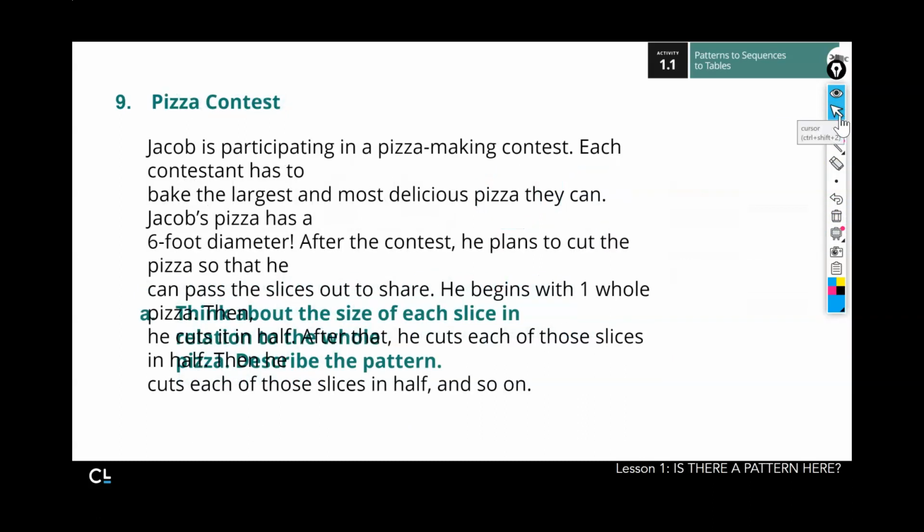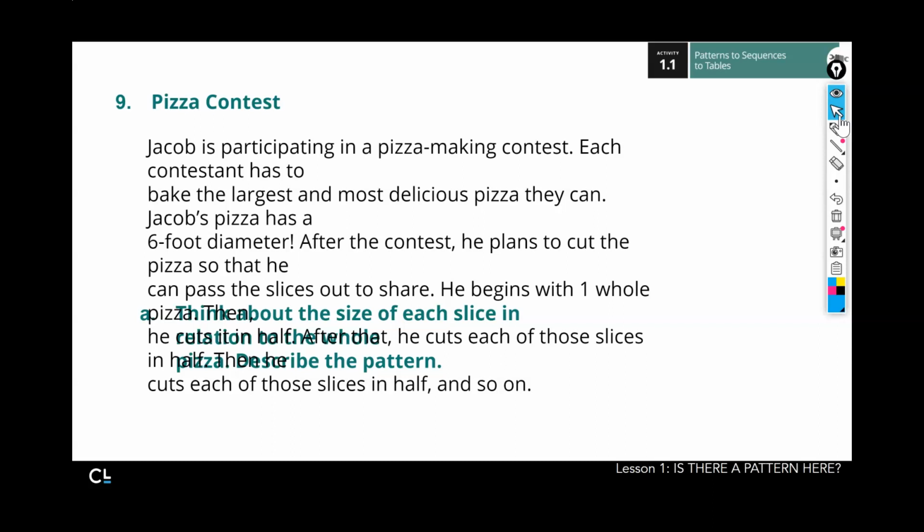Pizza contest. Jacob is participating in pizza making. Each contestant has to bake the largest and most delicious pizza they can. Jacob's pizza has a 6-foot diameter. After the contest, he plans to cut the pizza so that he can pass the slices out to share. He begins with 1 whole pizza.